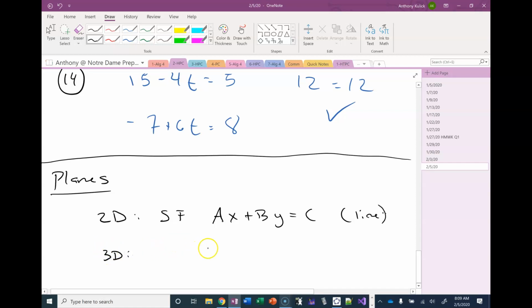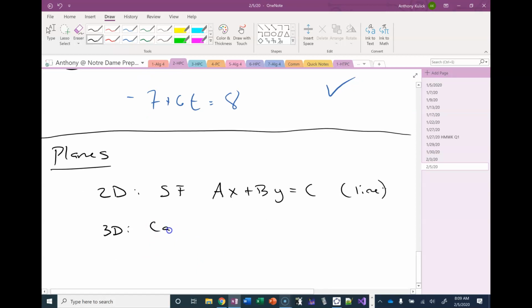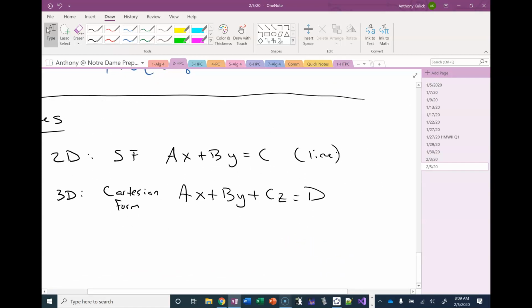In 3 dimensions, we have an equation for a plane. We call this the Cartesian form, is the vocab that I'm going to use here. Cartesian is just referencing the x, y, z coordinate system in the case of a plane. So it basically just means you're having x's and y's in our formula. And in both of these cases, we write the a, b, c, and d as integers.